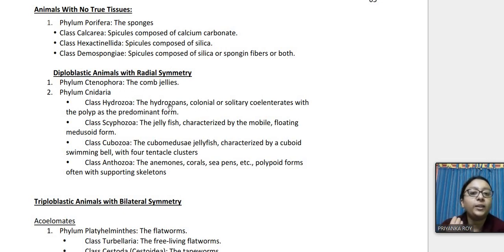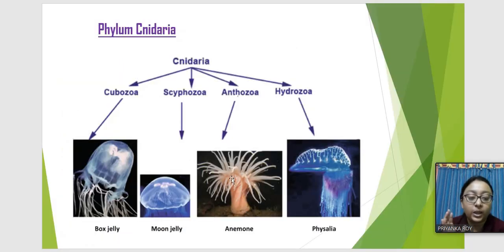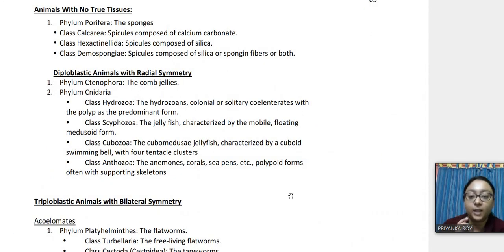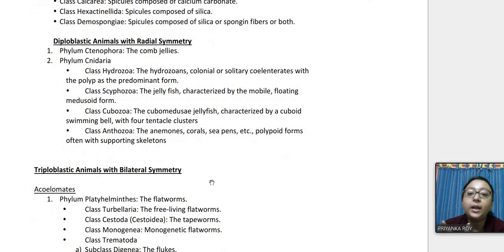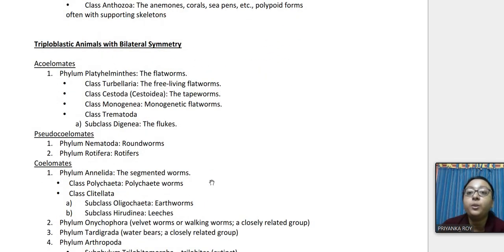Class Hydrozoa is usually colonial or solitary, and the polyp is the stationary form while the medusa is the floating form. Jellyfishes are medusae. But when a sea anemone is stationary at a particular place, stuck there, it is called a polyp form. So polyp and medusa are two very common forms of phylum Cnidaria, and accordingly they are classified into the following classes. There are a few examples written here, so you can go through them. And next we are coming to the triploblastic animals.